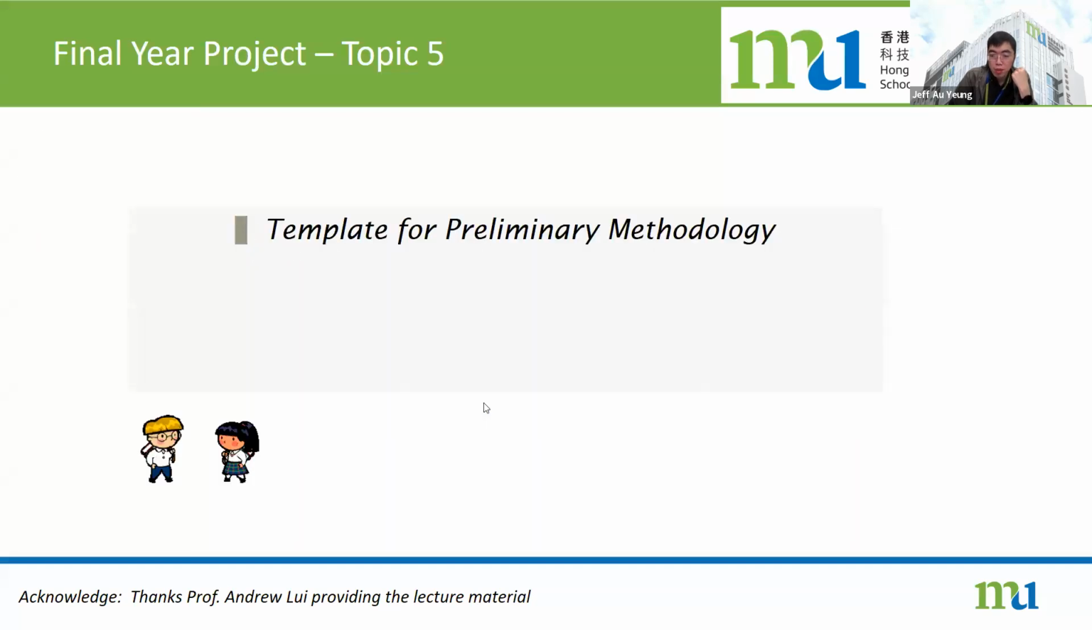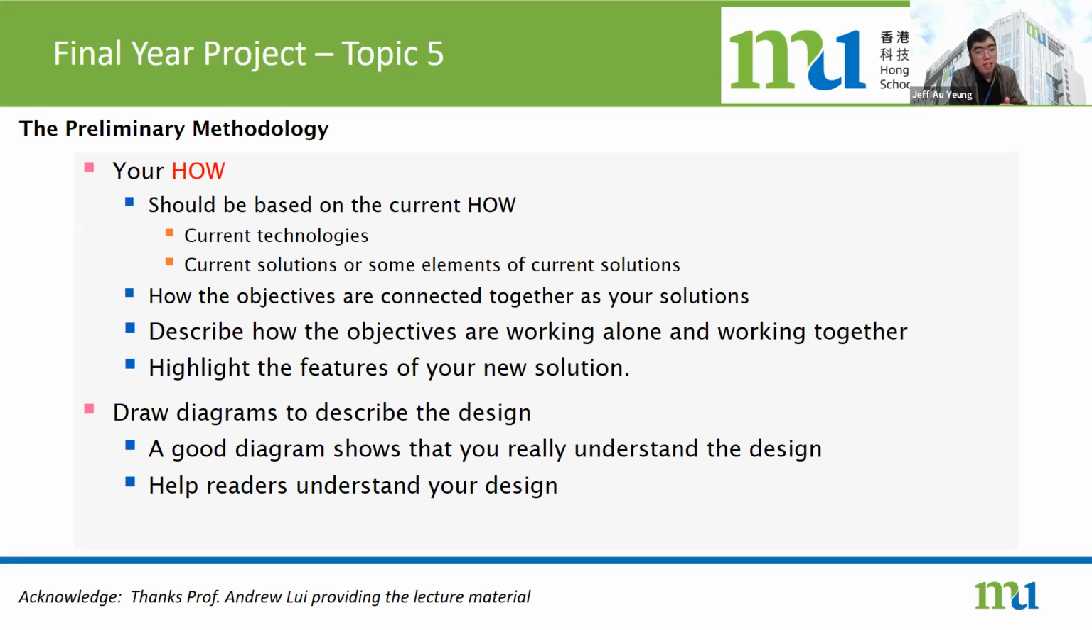Now, chapter 3 will be the preliminary methodology of your project. To be honest, this is not going to be the major part of this initial report, okay? Because I understand that it's still the beginning stage of your project. You may not actually get a very clear idea how to tackle the project. That's why I call it preliminary methodology. You do not need to cover too much on this part, okay? Because in your intermediate report, you're going to rewrite this part into methodology.